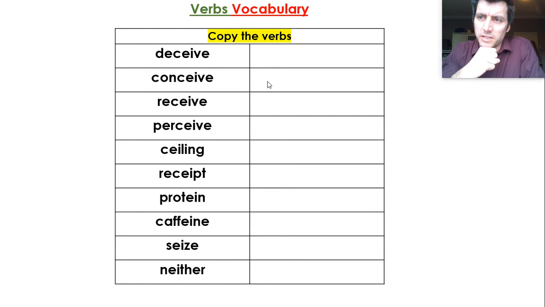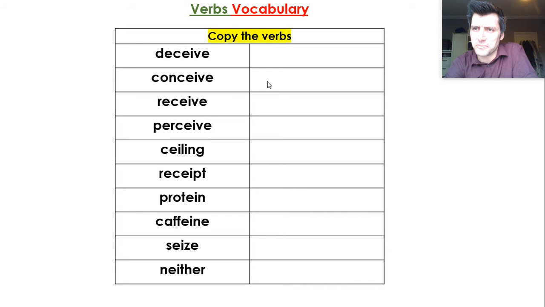Is receiving something that somebody might achieve? Is perceiving something that you've done about something? Is sealing something you do? Is receipt something you have experienced? Is protein something you like to play in your playtime? Is caffeine something you like to do with your friends? Is seize something you're able to do with goods when you're working in the customs? And is neither anything that you can do?